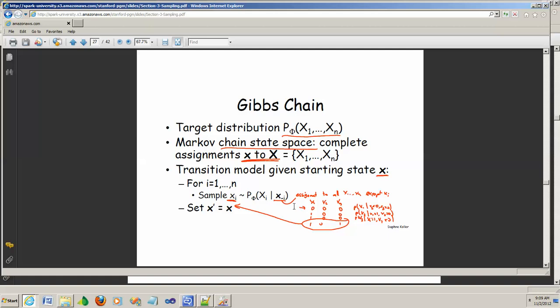The problem with the Gibbs chain is because you're sampling only one variable at a time, it can be slow. So that's one of the problems with Gibbs sampling: it can be slow since it only updates one variable at a time. Also, if the variables are highly correlated, then it will take a long time to mix or reach the stationary distribution.